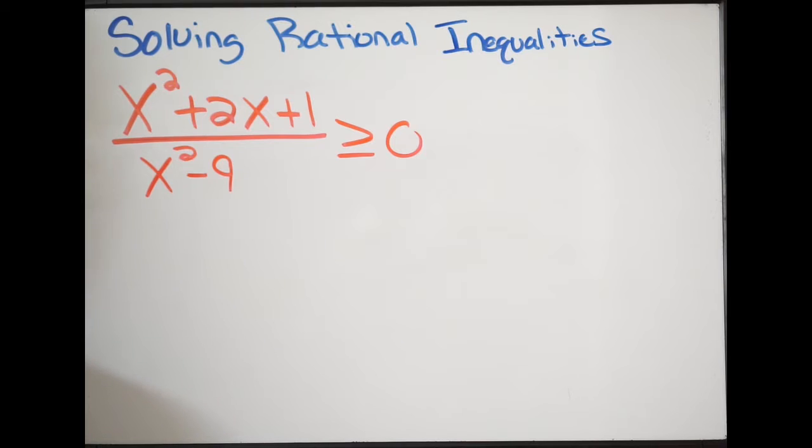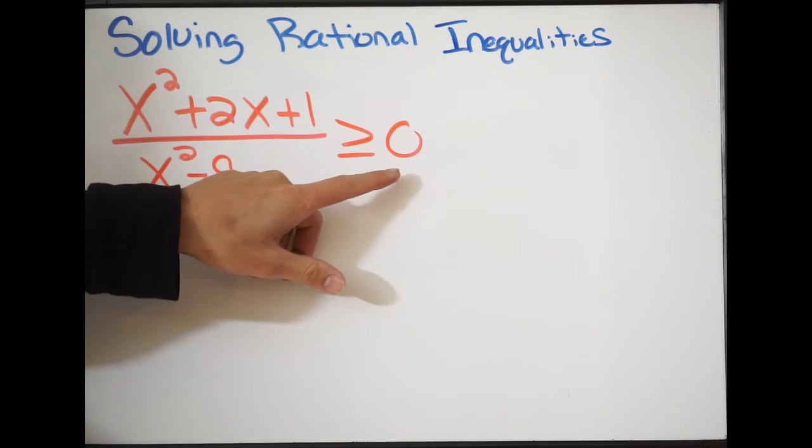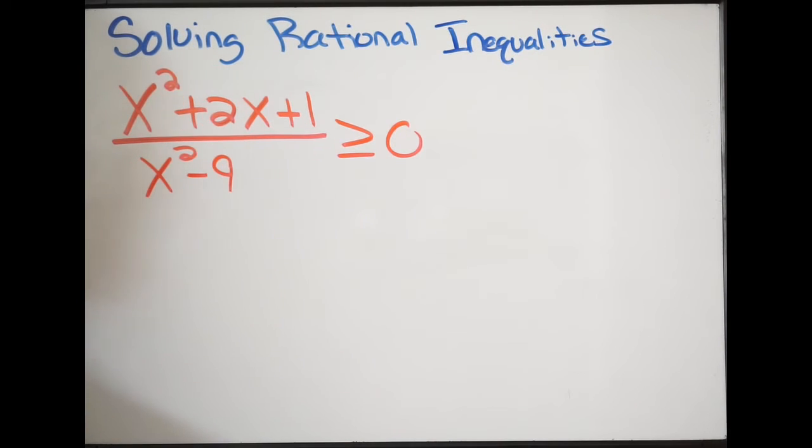If you notice in this example, we're dealing with a quadratic in both our numerator and denominator. However, it is already set to 0, so we're good there. But what we want to do here is factor both our numerator and denominator before we find our points of interest. All right, so let's go ahead and do that.